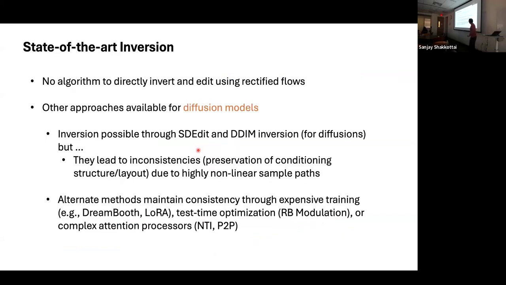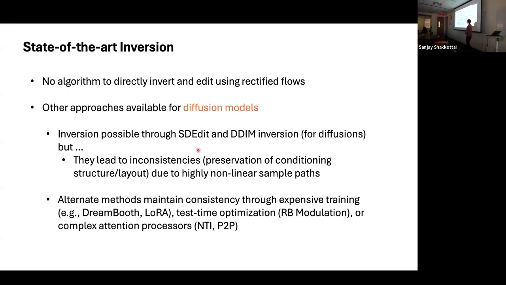So I have about 10 minutes. In terms of when we came up with RF inversion, there was no other algorithm to directly invert and edit using rectified flows. There are several approaches for diffusion models, including DDIM inversion and so on. These are very good, but they do lead to inconsistencies in preservation of structure and conditioning. One explanation is highly nonlinear paths, but after I finish this talk, you'll realize there's actually a deeper issue. Something called noise abduction isn't happening. I'll explain what noise abduction means in about 5 minutes, and then we'll see the difference between these kinds of approaches and what we are doing.